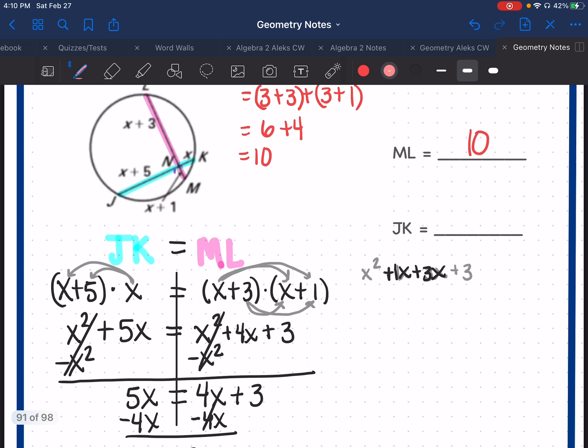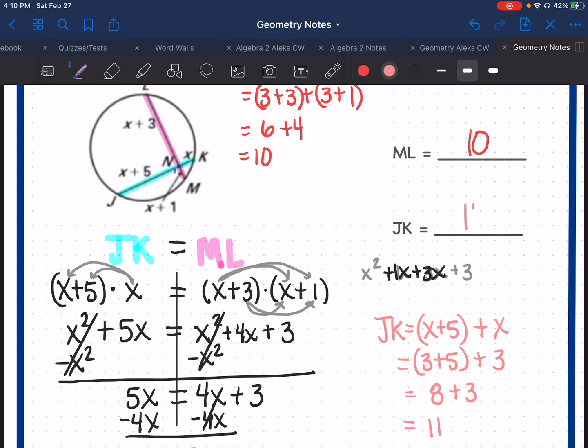Let's do JK. Where do I have room for JK? Oh, right down here. JK is x plus 5 plus x. X was 3, so 3 plus 5 plus 3. 3 plus 5 is 8. 8 plus 3 is 11. JK is 11.